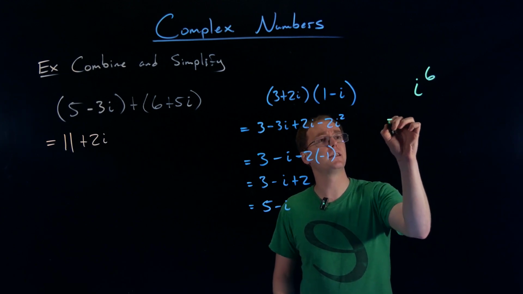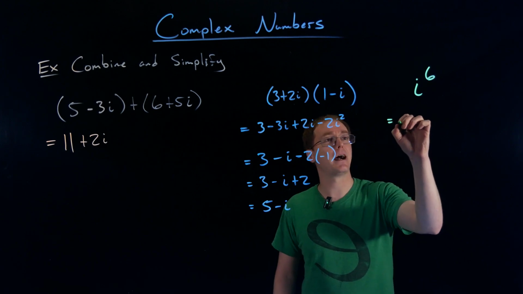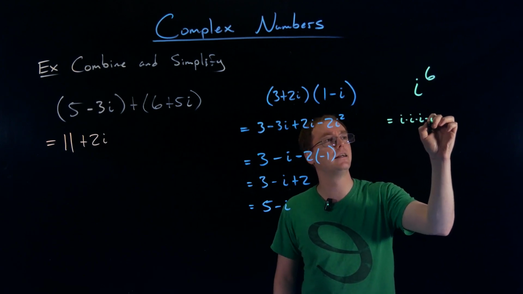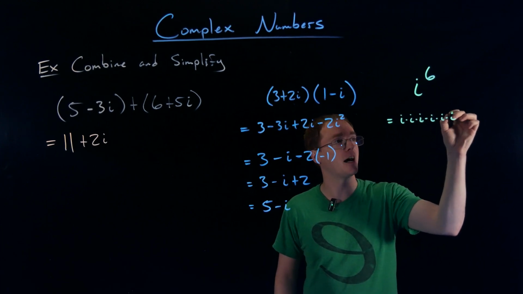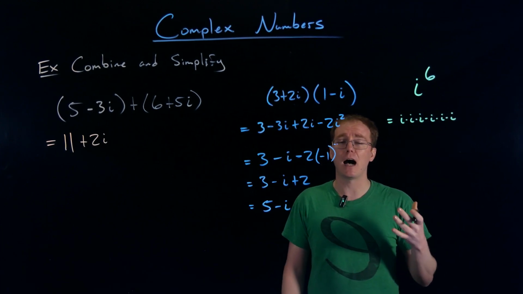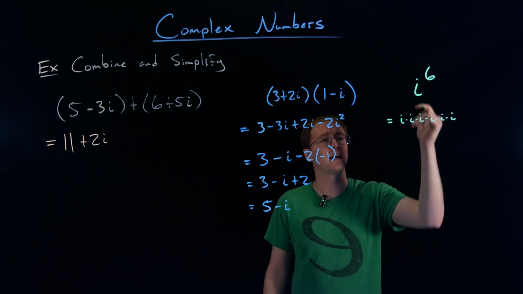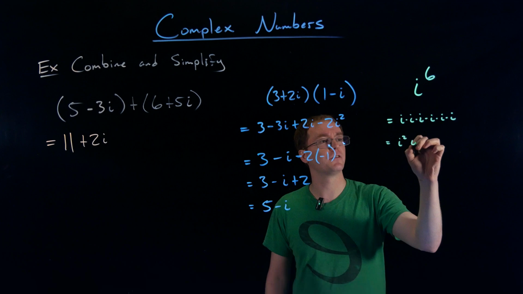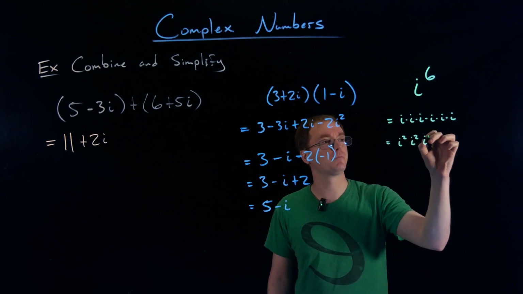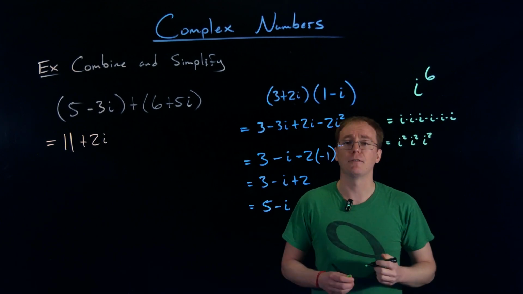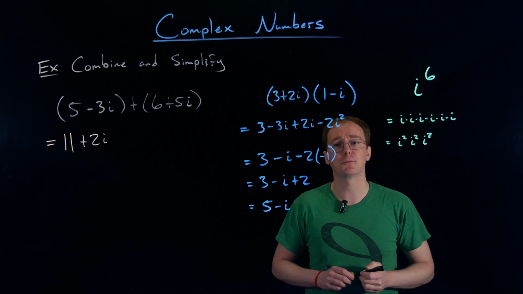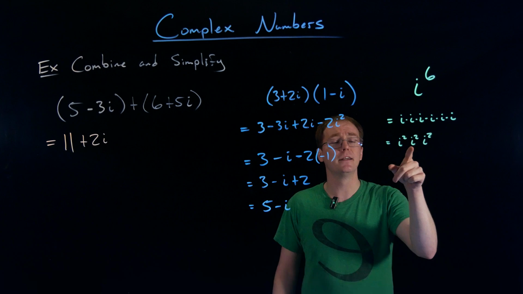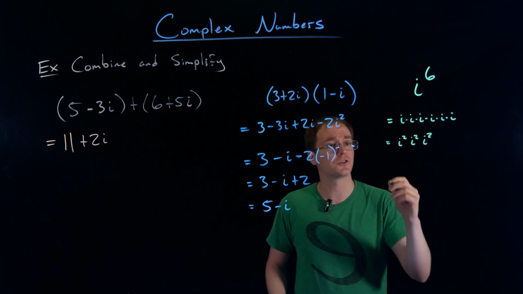So what we can do is think about factoring i to the power of 6. It's really like i times i times i times i times i times i, right? We have 6 factors of i multiplied together. That's what that exponent notation means. But we can group these two factors of i together at a time. We can use exponent rules to rewrite i to the sixth as i squared times i squared times i squared.